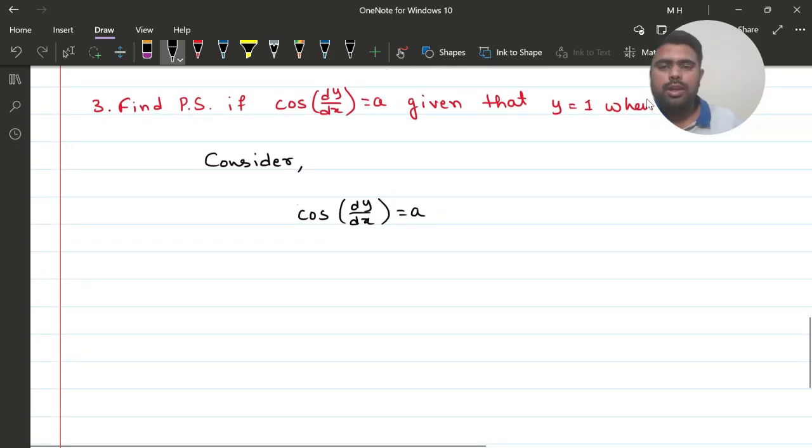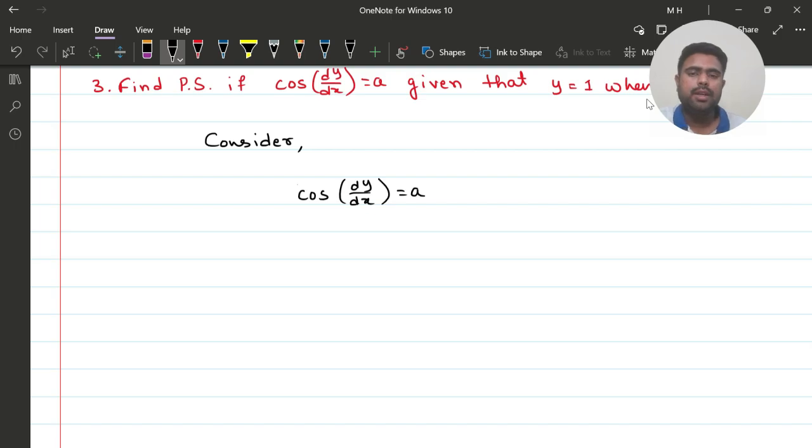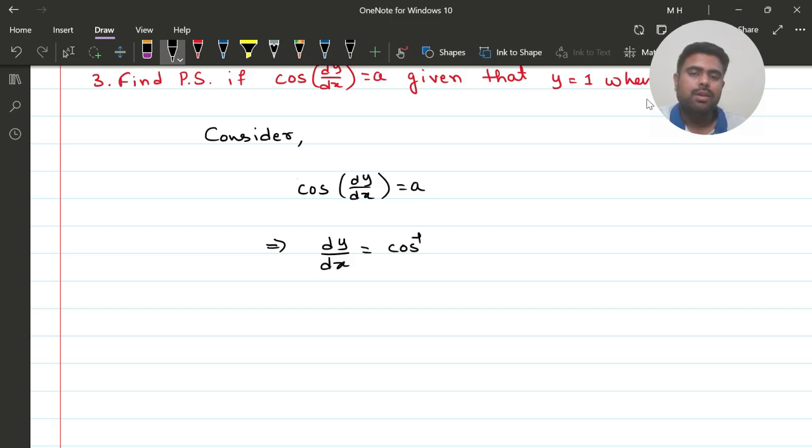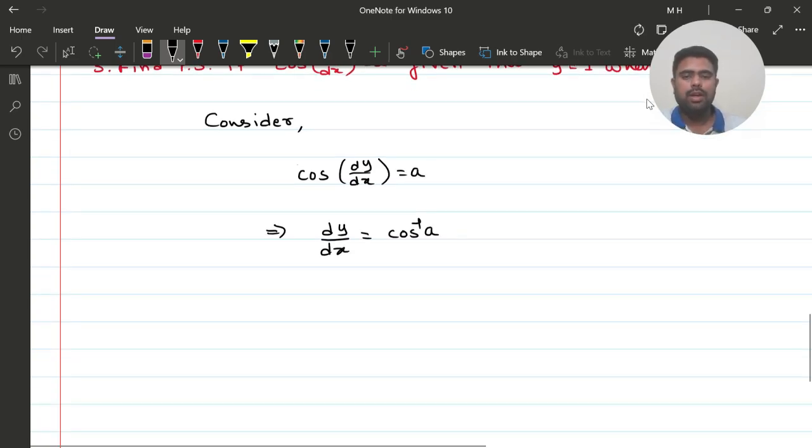You can see, I need to free this dy by dx, because I need dx and dy both in the numerator. Cos is holding it. If I send cos to the other side, what will I get? So dy by dx equal to cos inverse a. Okay, a is a constant, so therefore cos inverse a is also a constant. Don't get confused. There is no variable in it. It is very harmless there.